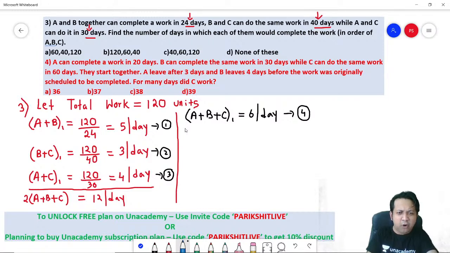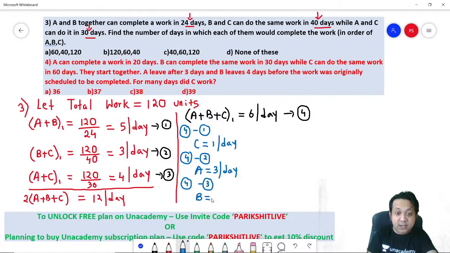If you do 4 minus 1, what will you get? You will get C. So 6 minus 5, C is doing 1 unit per day. If you do 4 minus 2, what will you get? You will get A. A is doing 3 units per day. If you do 4 minus equation 3, you will get B. And B is doing 2 units per day.